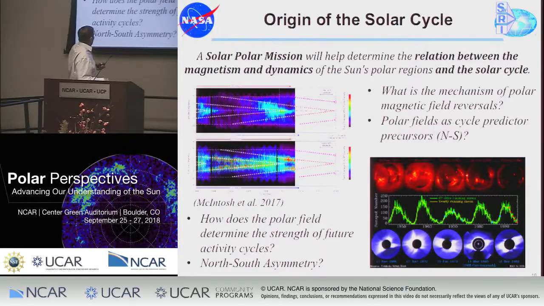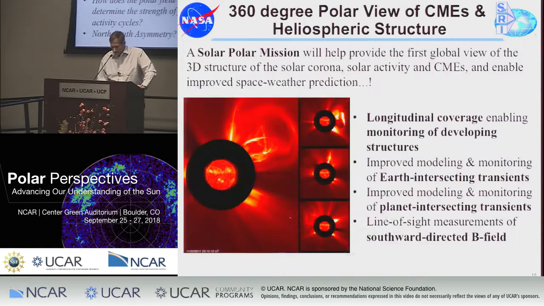And so, questions about how does the polar field determine the strength of future cycles? This question of north-south asymmetry, we talked about that a little bit this morning and yesterday. I think that's a big deal. But trying to understand these mechanisms of polar field reversals as cycle predictors or precursors, these are big questions. Some of those we can answer easily and quickly. Some of these might take a longer time and aren't going to be in the 3-day Thomas-Zurbuchen domain.